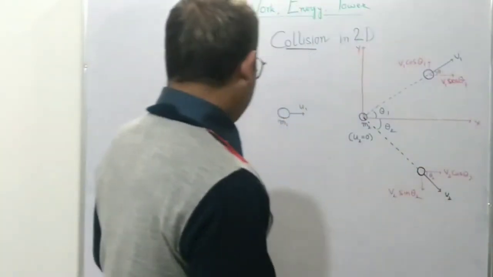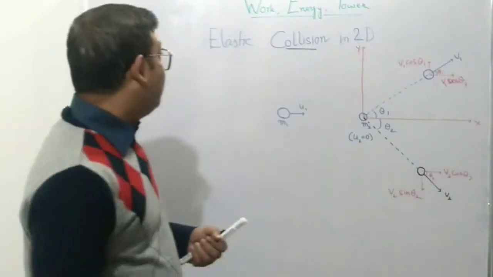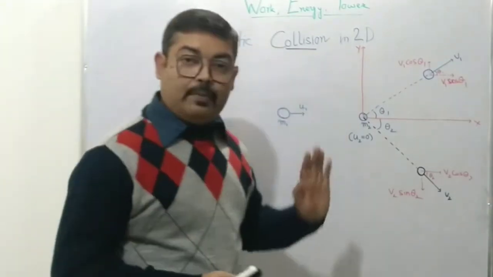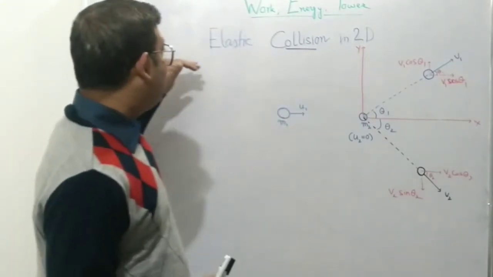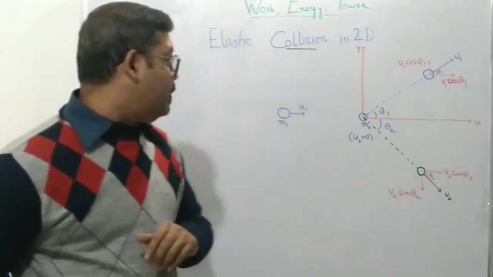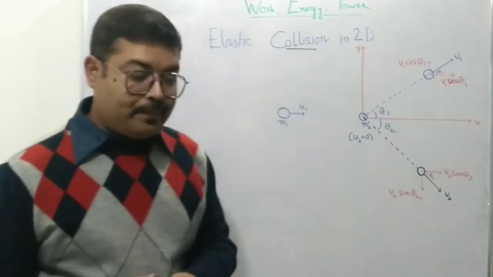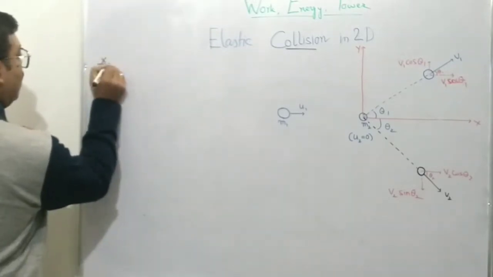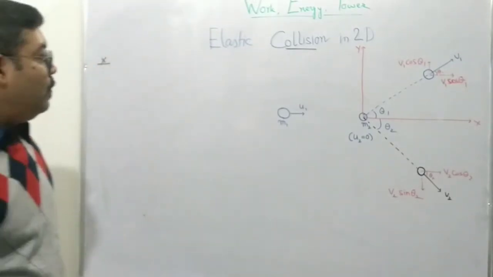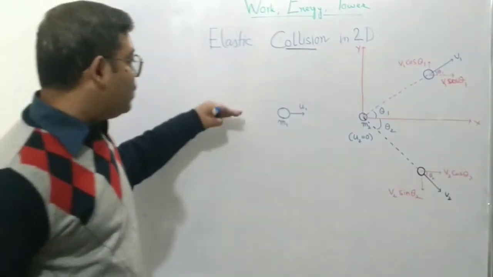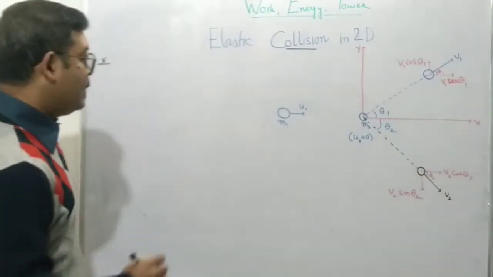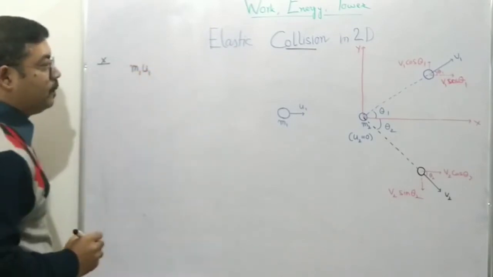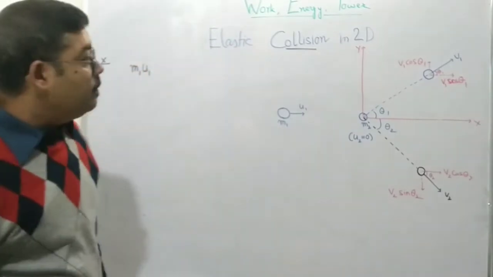So we will apply our conservation laws. What are the things that are conserved in an elastic collision? We know that momentum must be conserved, and also that kinetic energy must be conserved. First, let's consider the x-axis. Momentum must be conserved. What is the initial momentum along the x-axis? The mass was moving towards the positive x-axis, so the initial momentum is m1 u1. What is the final momentum?